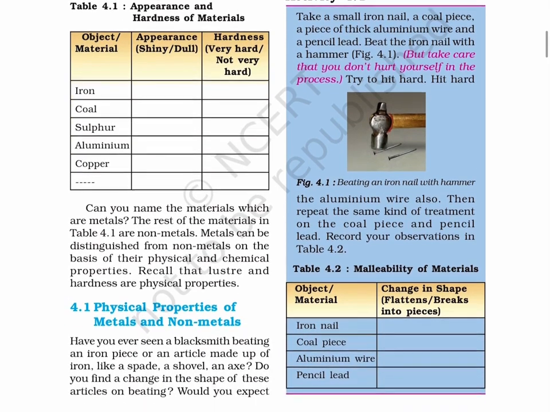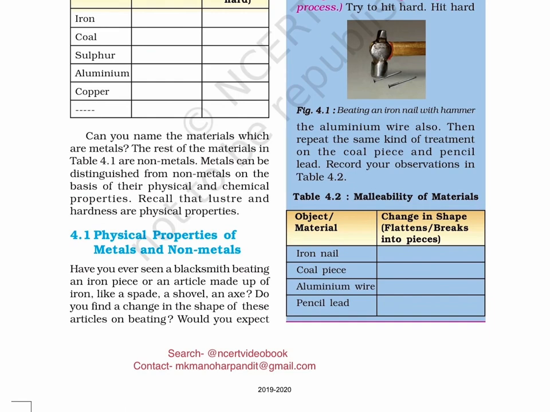Can you name the materials which are metals? The rest of the materials in Table 4.1 are non-metals. Metals can be distinguished from non-metals on the basis of their physical and chemical properties. Recall that luster and hardness are physical properties. 4.1 Physical properties of metals and non-metals.